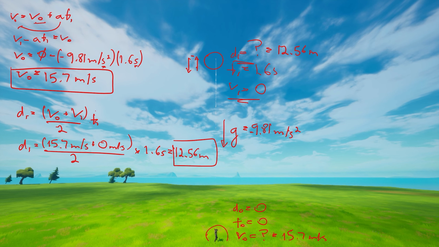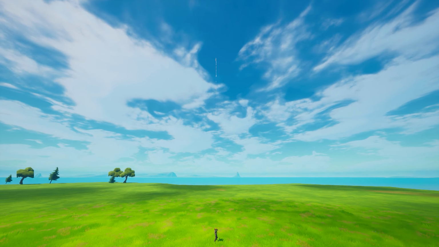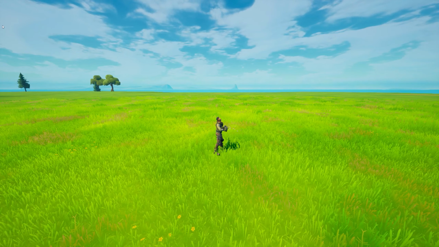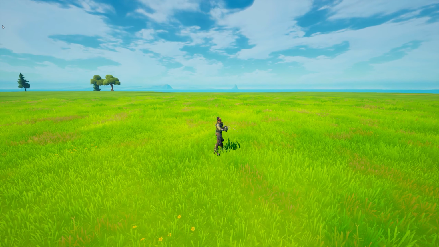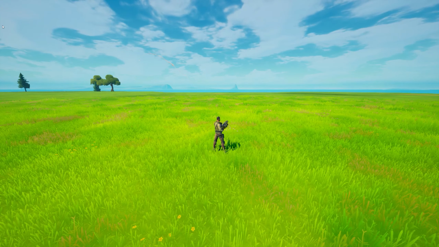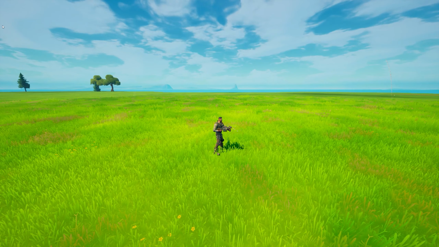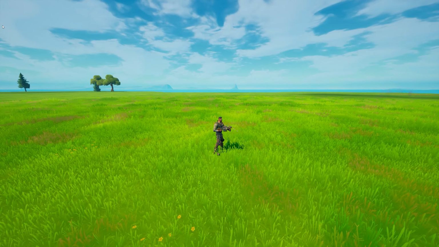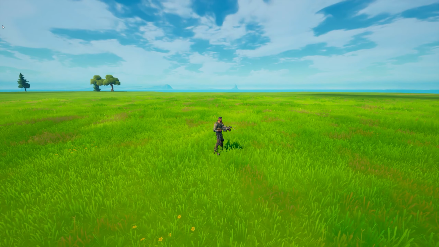And there you have it. We used kinematic equations of projectile motion to calculate the velocity at the ground and the distance that a grenade traveled upwards. And so I hope this was a good example of how we can play some video games and learn at the same time.